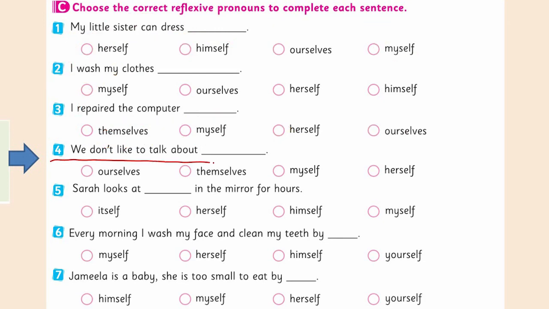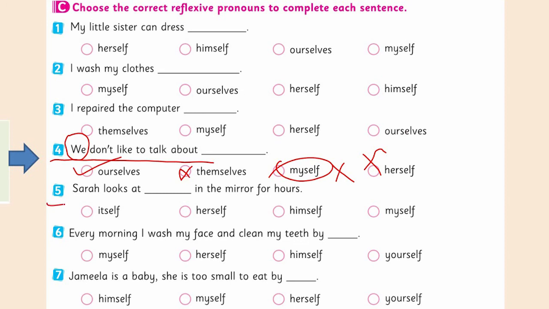Now look at the fourth one here. We don't like to talk about we here again. So what will we do? Themselves, no. It will refer to other persons. They are talking about their selves. Myself, no. There is no I here. Herself, no. There is no feminine noun here. So what will we do? Yes, ourselves is the right answer.